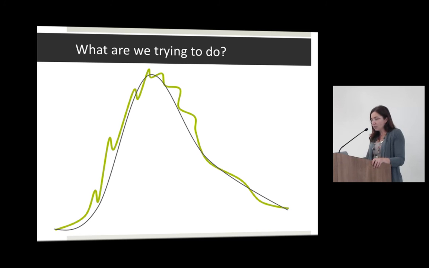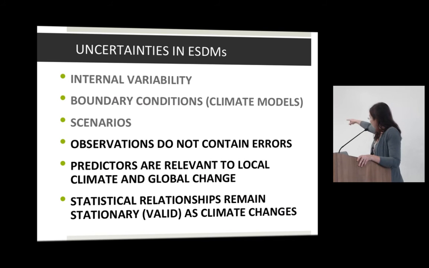So when you're doing statistical modeling, we have our uncertainties in internal variability, the science, the scenarios, but then we're also making three other big assumptions. We're assuming, number one, that our observations don't contain errors. Anyone who's ever worked with observations at this point is welcome to give a hollow laugh. Because they do. They contain horrible errors.